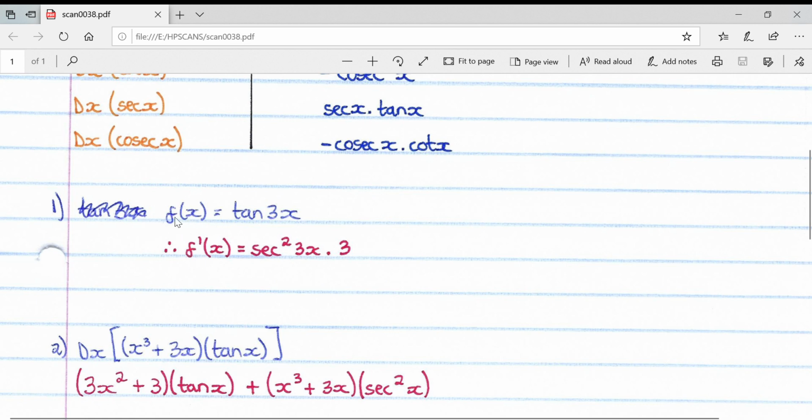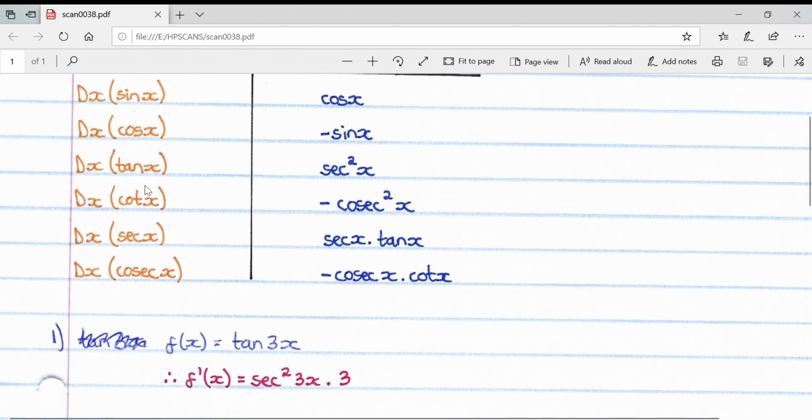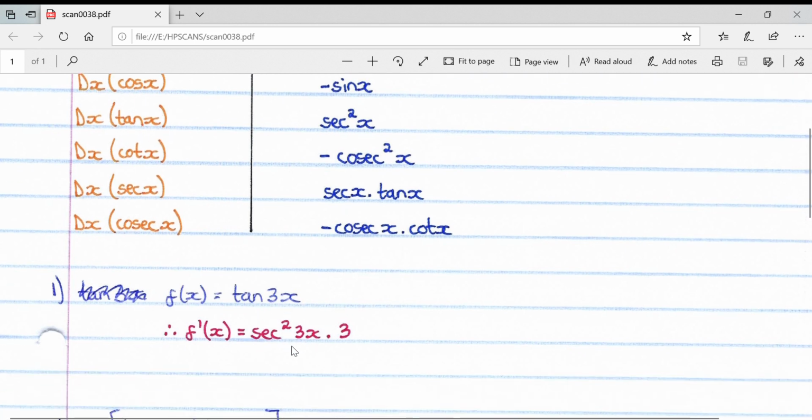If we're given a function f of x is equal to tan 3x and the question asks us to find the derivative, it's very easy. We obviously say derivative. Then if we go back to our table, we can see that we've got a tan 3x, so the derivative of tan x is sec squared x. So we say sec squared 3x because it's given as a 3x. Then we multiply it by the derivative of the angle. So the angle is 3x, so the derivative of the angle is 3.